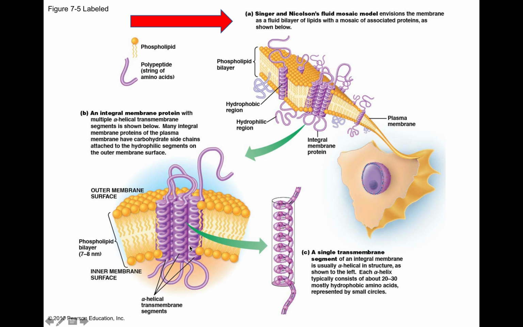The proteins that are embedded can go all the way through the membrane. They're called integral membrane proteins, or they can be associated with the membrane. And these integral membrane proteins have stretches of hydrophobic amino acids that can interact with the hydrophobic acyl chain tails of phospholipids. And so hydrophobic likes hydrophobic, and then there are hydrophilic amino acids on the outside facing surface of the membrane and on the inside facing surface of the membrane.